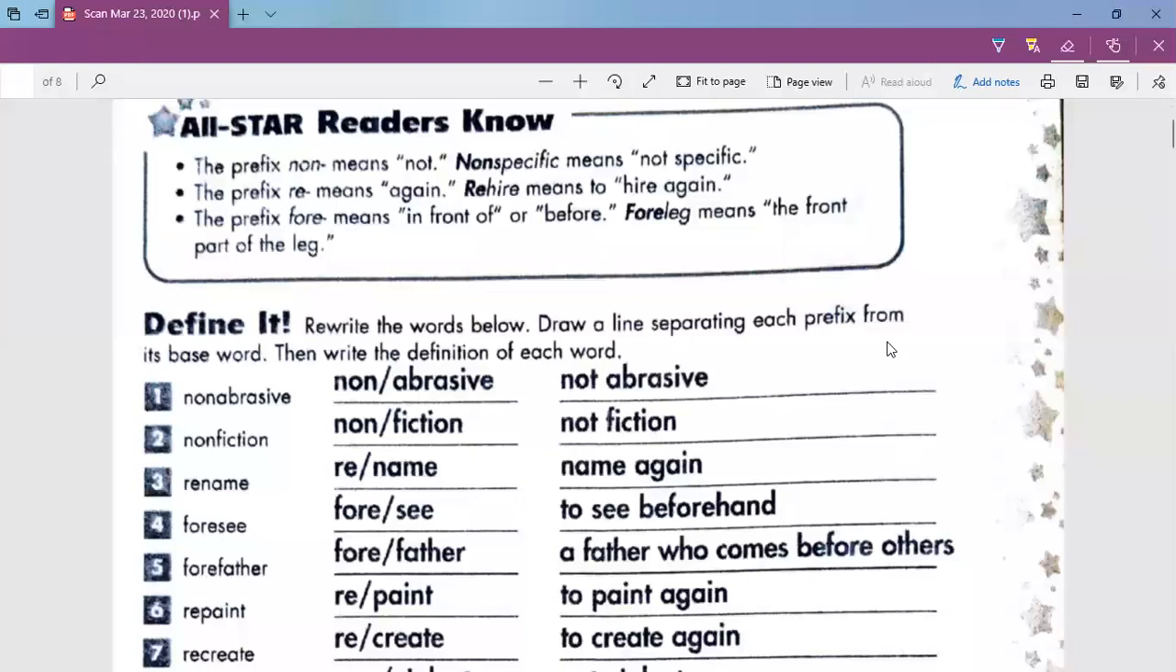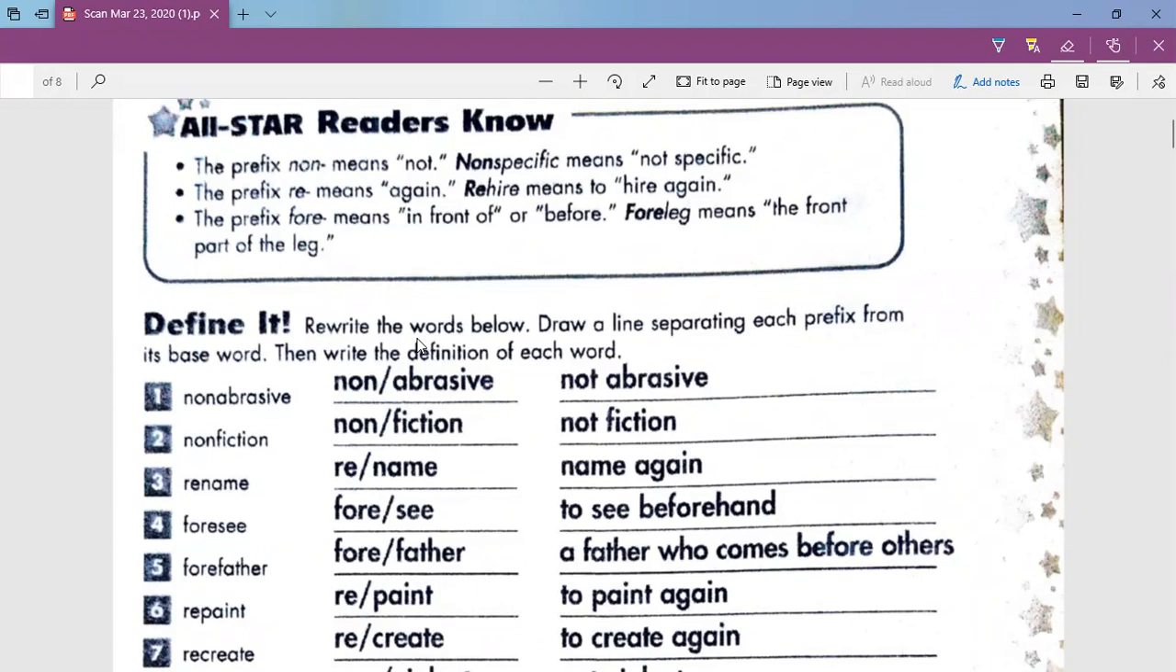Okay, the prefix non means not, like non-specific means not specific. Prefix re means again. For example, rehire means to hire again. And the prefix fore means in front of or before. For example, foreleg means the front part of the leg. All right. Okay, the exercise.